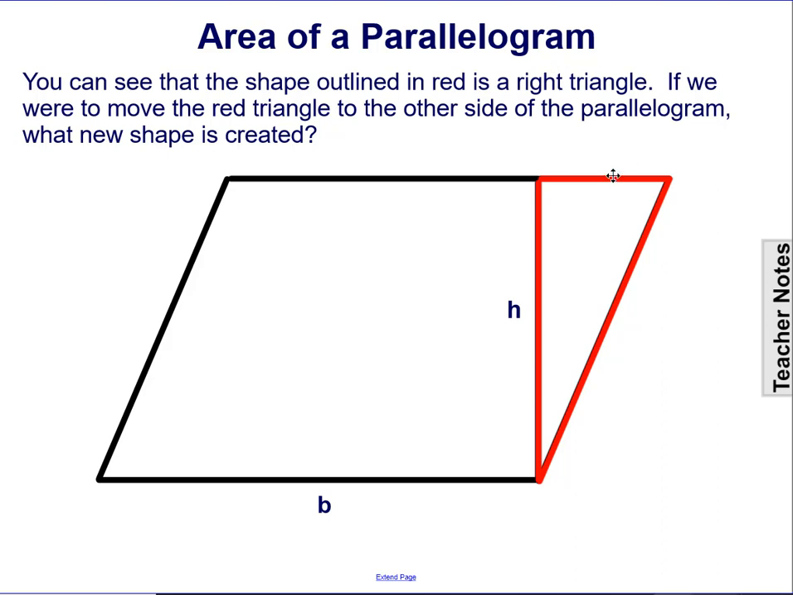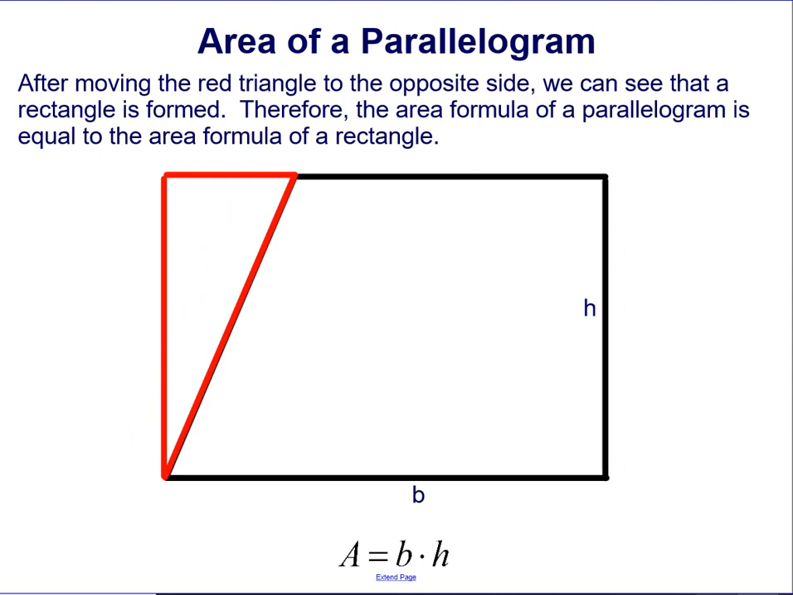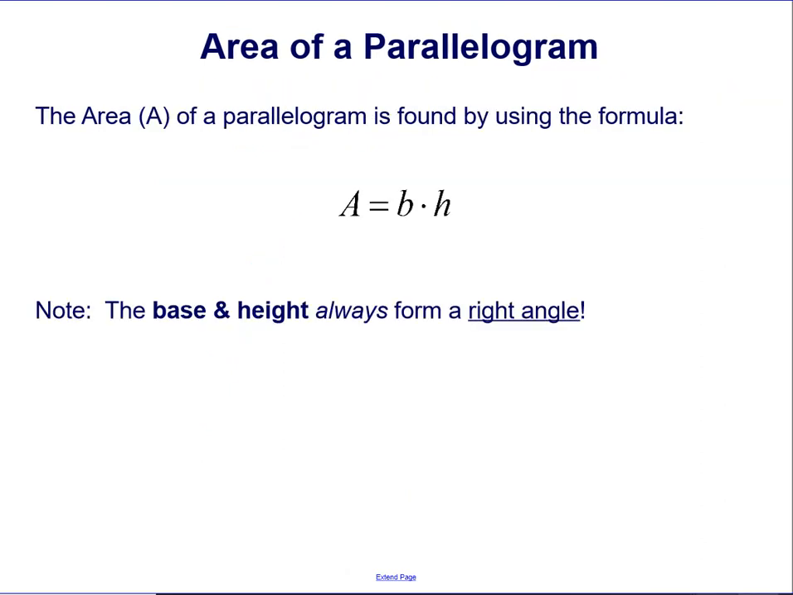If we were to move the red triangle to the other side of the parallelogram, what new shape is created? After moving the red triangle to the opposite side, we can see that a rectangle is formed. Therefore, the area formula of a parallelogram is equal to the area formula of a rectangle, except now we are using b for base and h for height. The area A of a parallelogram is found by using the formula area equals base times height. Note that the base and the height always form a right angle.